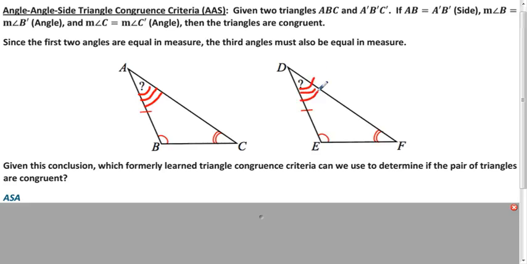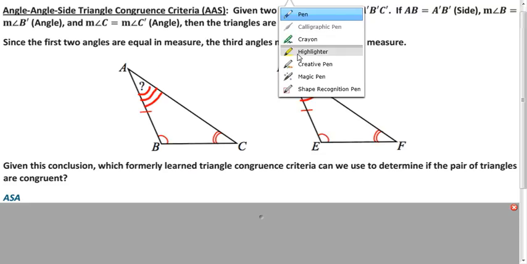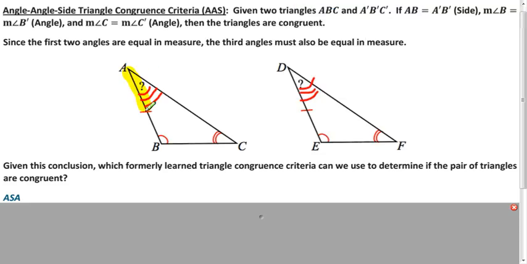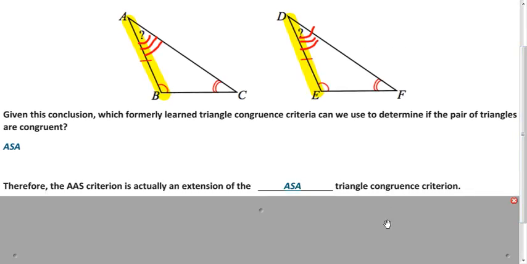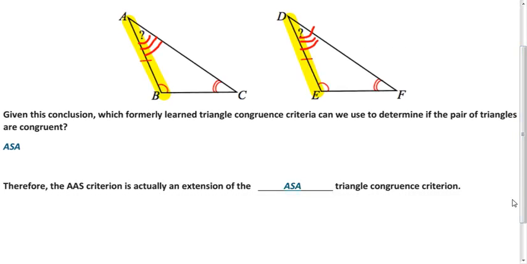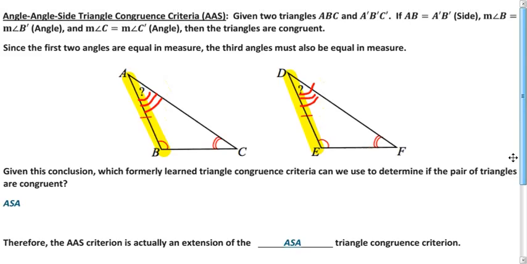And so if we look over on the left-hand side here, the angles that touch this side, those pairs are congruent, and so you have angle side angle. So really, angle angle side is an extension of angle side angle. But depending on the problem, it might be easier to use this one than angle side angle.